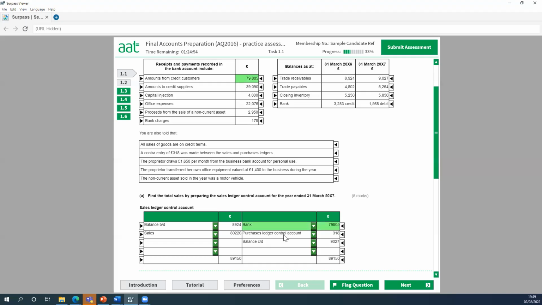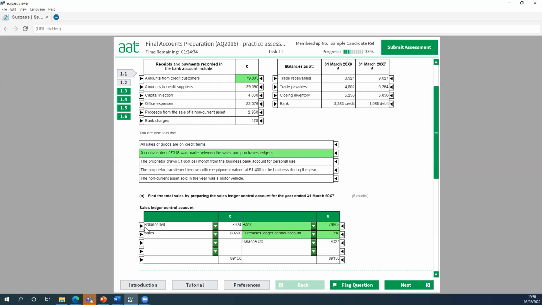But anyway, for this one, for the purchase ledger control account, we are going to credit the account because it reduces the amount of money our customers owe us. So therefore, we've got all the information that we need now. We've not got any discounts or anything like that on there as well.